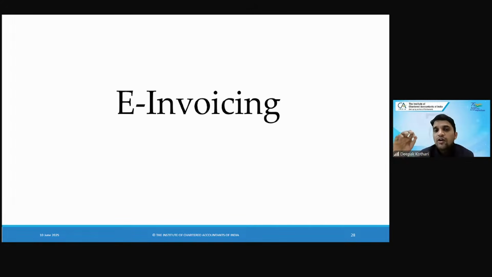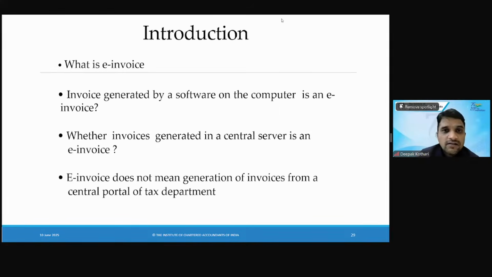E-invoicing means once you raise your normal invoice, that has to get uploaded on the e-invoicing portal immediately. आपने इनवॉइस आज रेस किया, आपको तुरंत ई इनवॉइसिंग पोर्टल पे उसका डिटेल्स डालना है. Then there will be an acknowledgement which will come out, which is called the invoice reference number, popularly known as IRN. Once that is generated, then your reporting to the government is happening. So there the responsibility ends, but that is only the first part. After that, all the other things will continue.